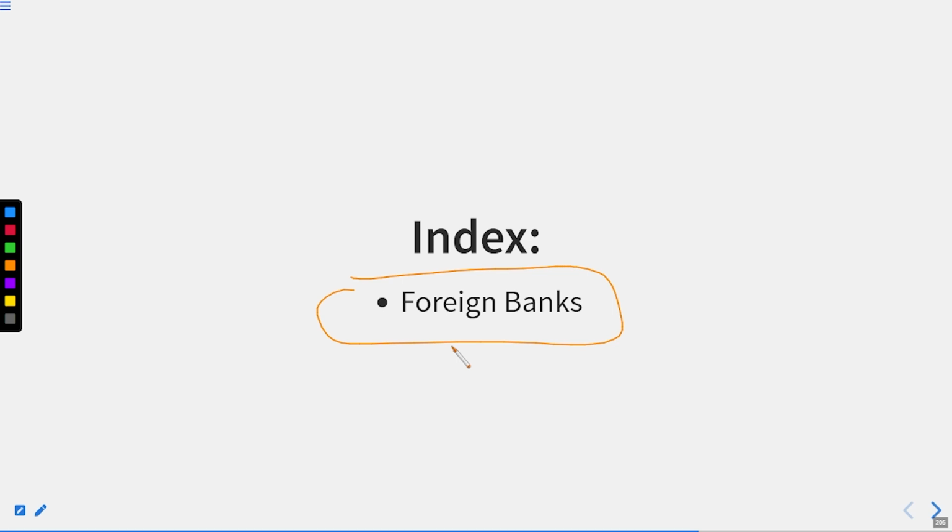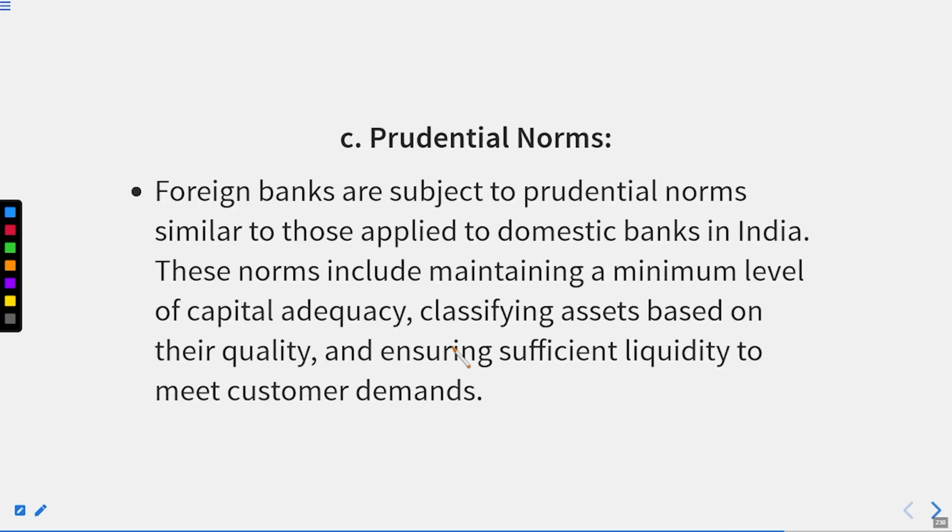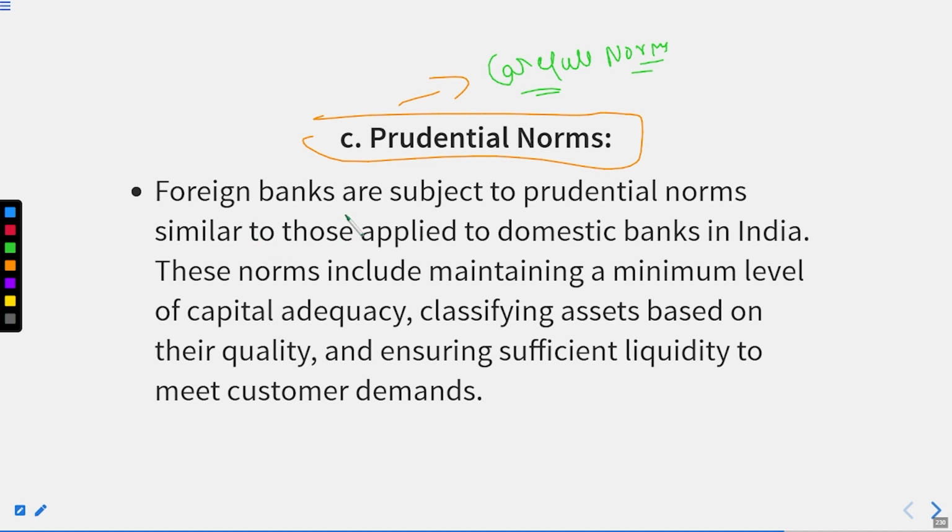Okay. So now let's start with the prudential norms. Okay. Prudential norms are also known as careful norms. Okay. So the foreign banks are subject to the prudential norms similar to those applied to the domestic banks in India. These norms include maintaining a minimum level of capital adequacy, like the USD 25 million, right? Okay.